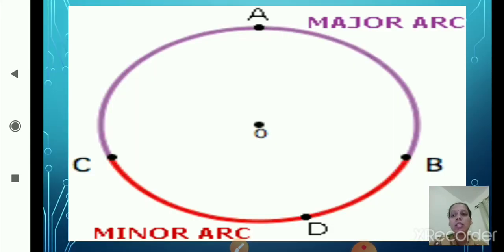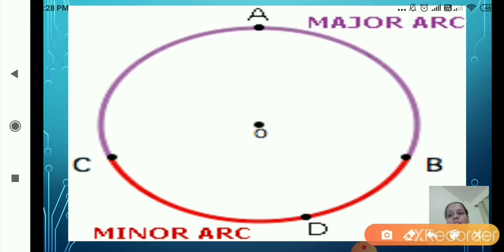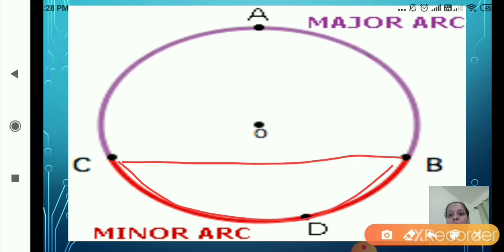Now, as you can see here in the figure, you will write down the name of the major arc and the name of the minor arc. As you can see here, this is chord BC, right? Because of this chord, the circle is divided into two parts. So we will get here two arcs, arc CDB and arc CAB.